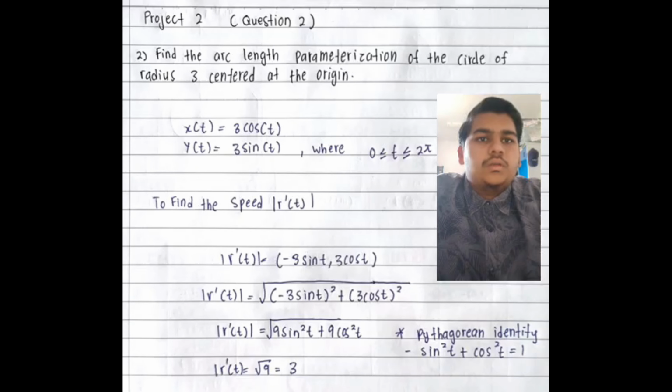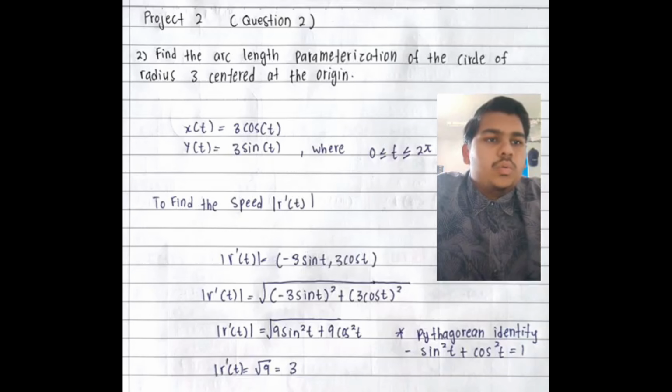Project 2, question 2. Find the arc length parameterization of the circle of radius 3 centered at the origin. The standard parameterization for a circle of radius 3 centered at the origin is x(t) = 3 cos t, y(t) = 3 sin t, where 0 ≤ t ≤ 2π.